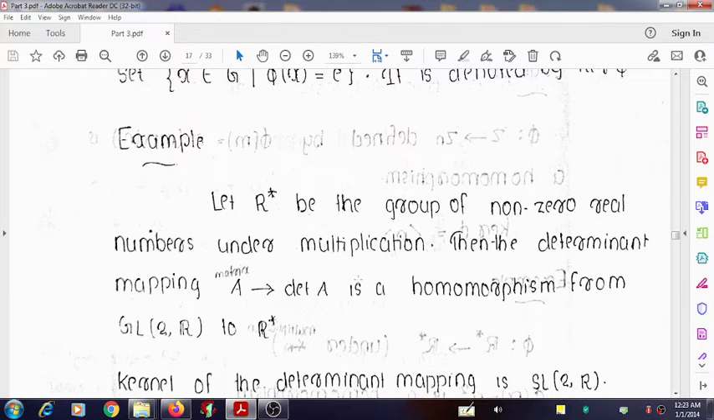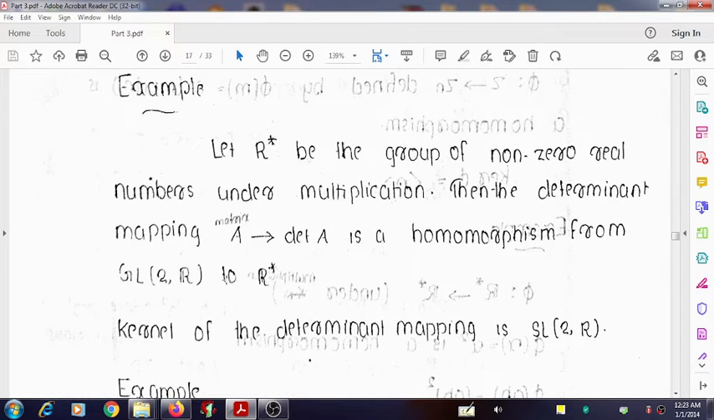And we define a function. What is the second set? This is the first set, and here we are considering the set R star. Then it is stated that you have to consider the matrices.